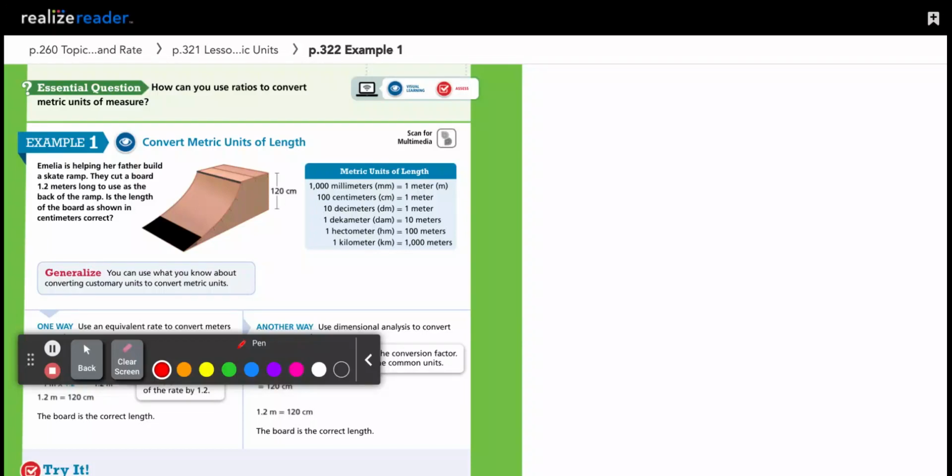So now let's do some practice questions. It says convert metric units of length. Amelia is helping her father build a skate ramp. They cut a board 1.2 meters long to use as the back of the ramp. Is the length of the board as shown in centimeters correct? So we are going to be starting with 1.2 meters. We have to convert this into centimeters. Okay, so we're starting with meters and then we're going to be converting it to centimeters.